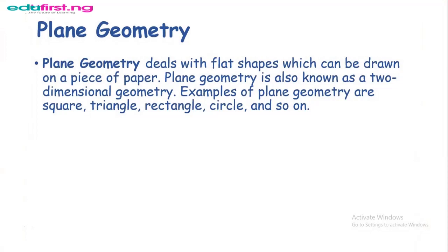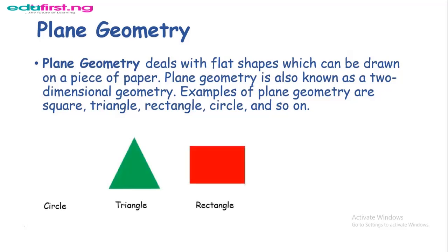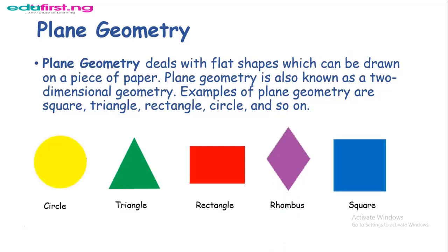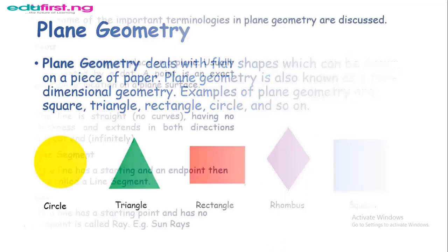Firstly, in this lesson, we are going to look at plane geometry, only plane geometry. In the subsequent one, we are going to look further at other aspects of geometry. Plane geometry. What is plane geometry? Plane geometry deals with flat shapes which can be drawn on a piece of paper. Plane geometry is also known as two-dimensional geometry, and examples are triangle, rectangle, circle, rhombus, and square.